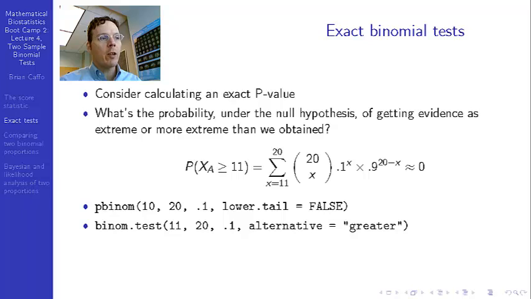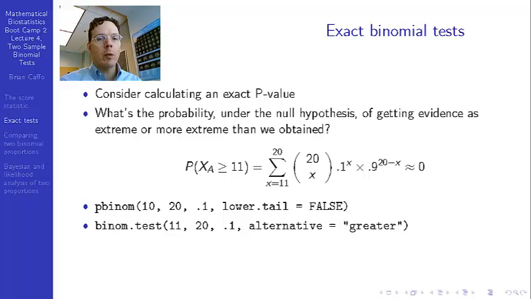If you do this calculation, the probability of getting 11 or more out of 20 with a probability of 0.1, that probability is around 0. The numbers are quite small, so there's very little contribution. And you can do this in R very easily. Just pbinom(10, 20, 0.1, lower.tail = FALSE).